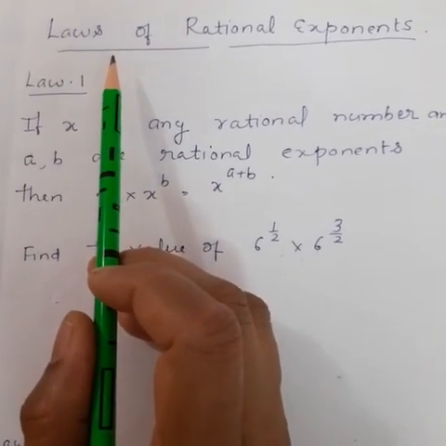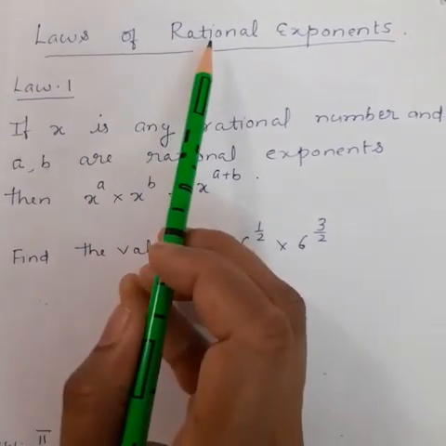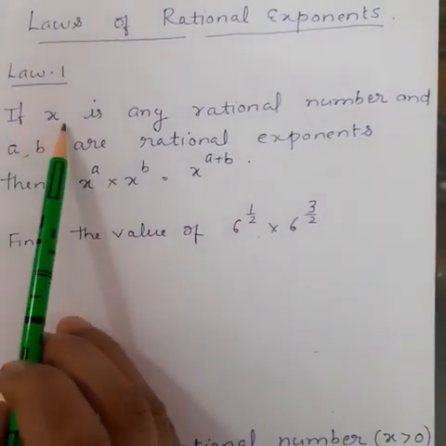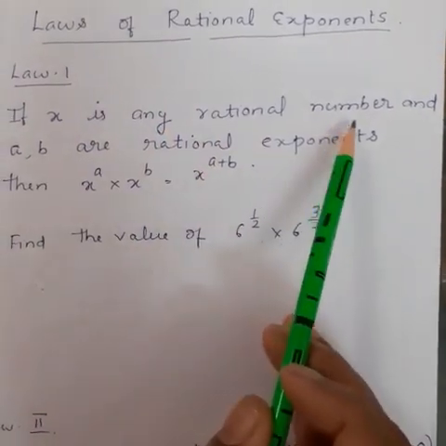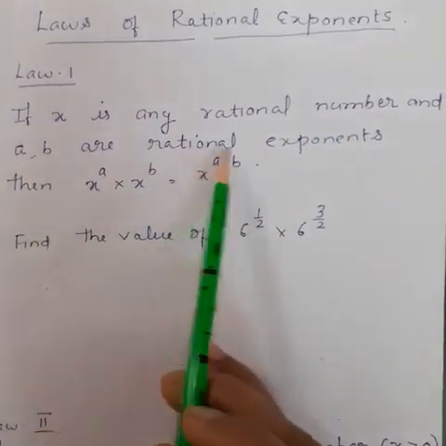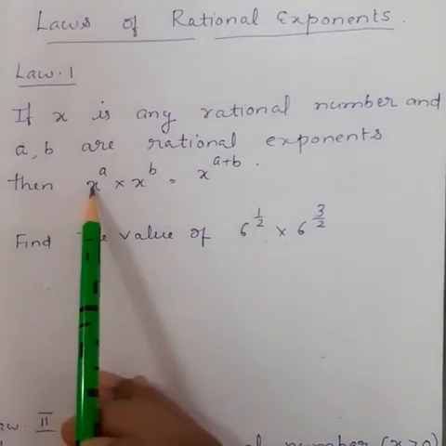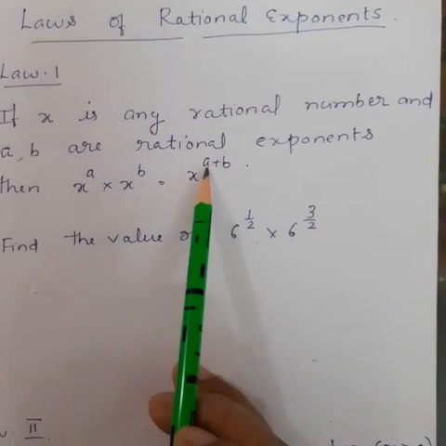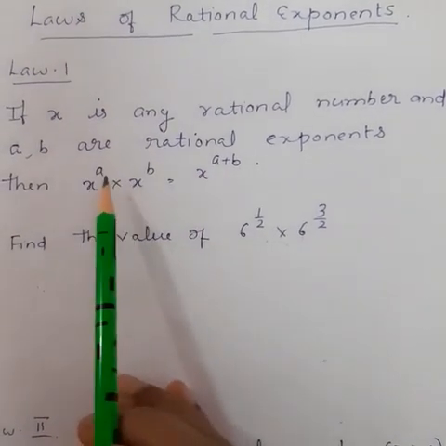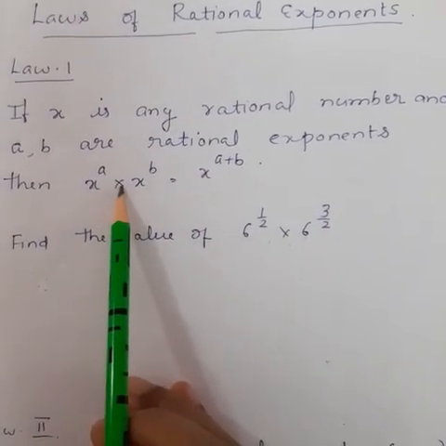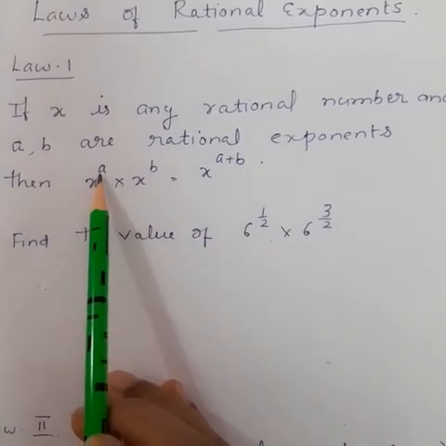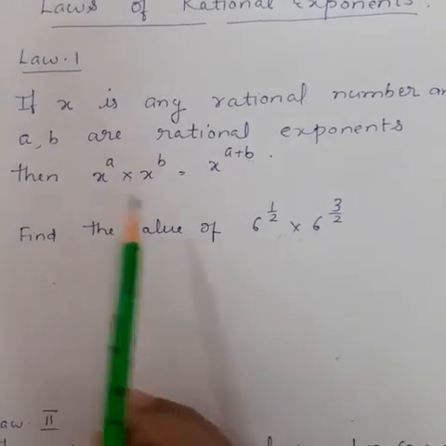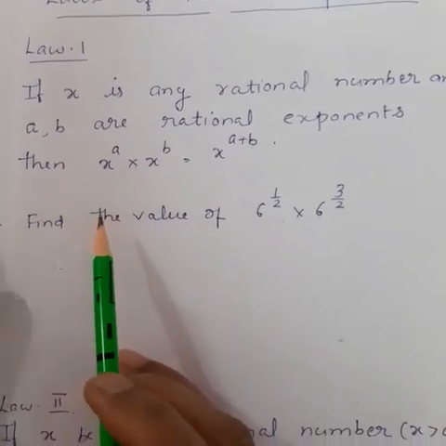Next, let's learn about some laws of rational exponents. The first law is, if x is any rational number and a and b are rational exponents, then x to the power a into x to the power b is equal to x to the power a plus b. Bases are same here, sign is multiplication, and that time we have to add the powers. So let's do this sum by using this rule.